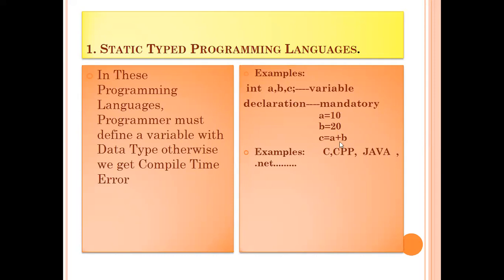Clear, dear? Is this clear to you? Can static and dynamic type be used in a single program file? Dear, Python is a dynamically typed programming language. It is not a statically typed programming language. I am just giving you an example, making you understand the difference between the static type and the dynamically typed programming language.